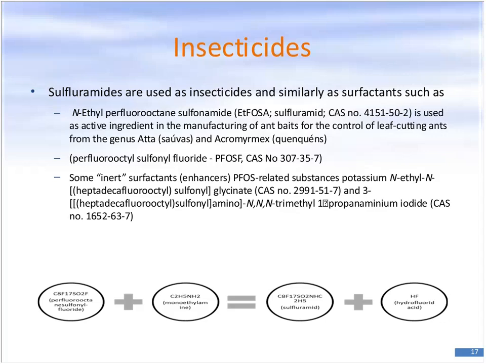In addition to this function as insecticide, fluorosurfactants might also be used as inert surfactants or enhancers in pesticide products. The two PFOS-related substances that are mentioned there have been approved in pesticide formulations, for example, in the United States. And both chemicals have other uses, for example, as cleaning agents. PFOS derivatives were used in pesticides because they were considered rather inert and not toxic to humans.